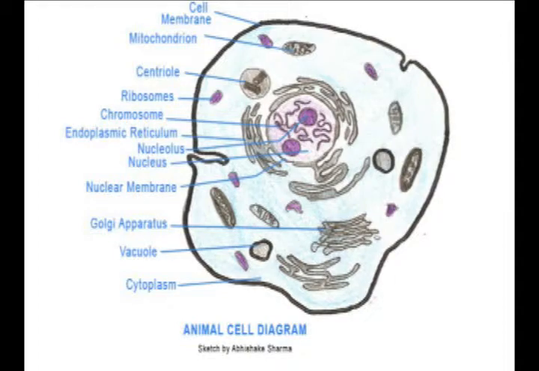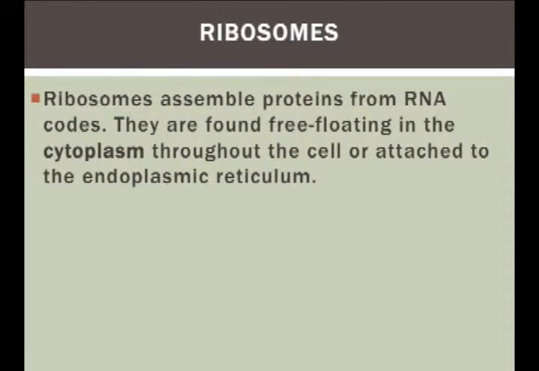Just like with plant cells, animal cells contain ribosomes. Ribosomes assemble proteins from RNA codes. They are found free-floating in the cytoplasm throughout the cell or attached to the endoplasmic reticulum.